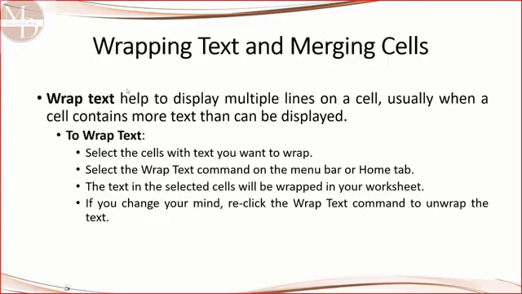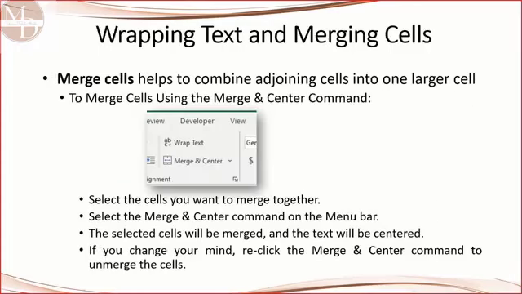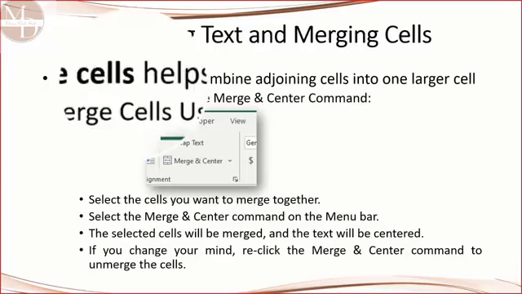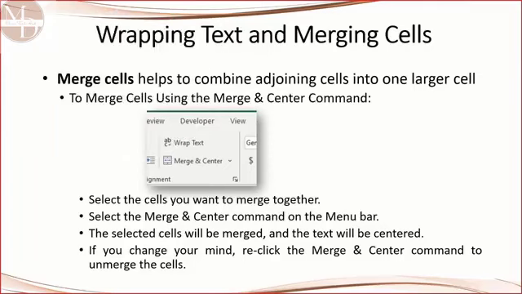So, let's continue. Now, merge cells. You can merge two or more cells together to accommodate what you are adding. Let's try it. Select the cells you want to merge together. Select the merge and center command on the menu. The selected cells will be merged and the text will be centered. If you change your mind, click again. You can merge across, and you can unmerge.